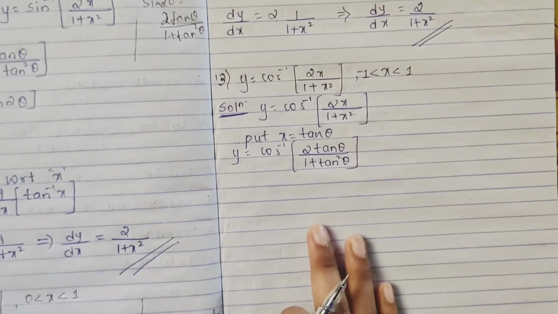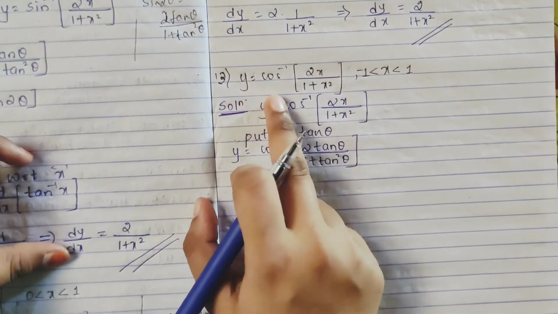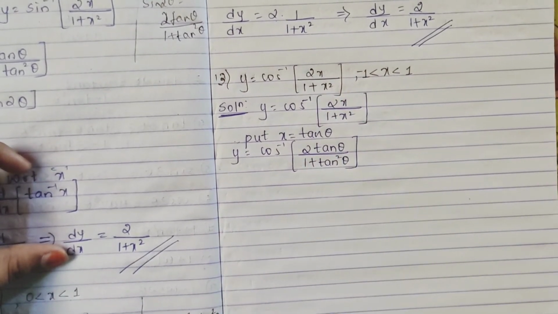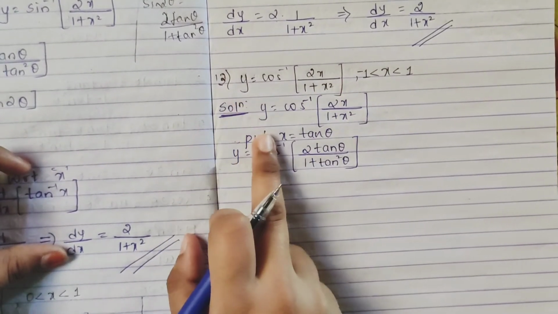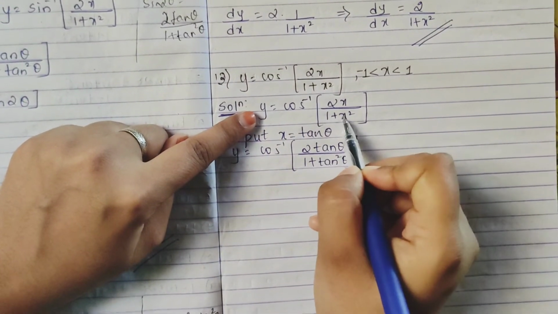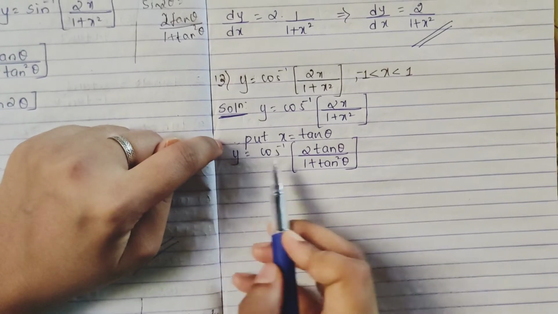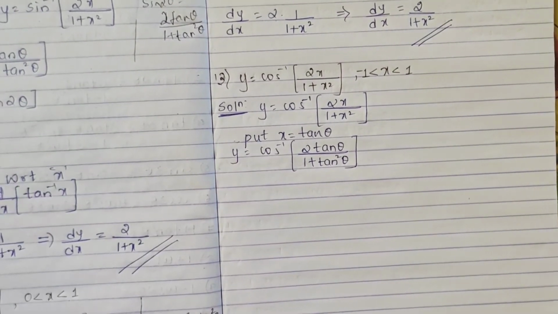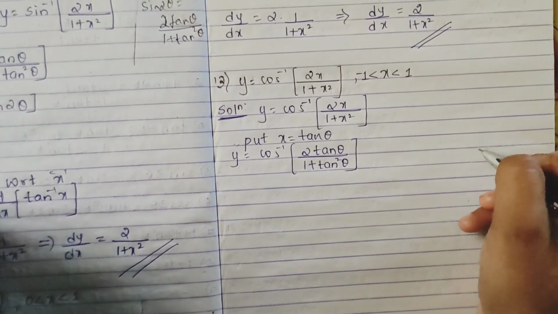We will see our next problem, 13th one. y is equal to cos inverse of 2x by (1 plus x square), where x is less than 1 and greater than minus 1. So in the same way, we change x to x is equal to tan theta. So y is equal to cos inverse of 2 tan theta by (1 plus tan square theta). And this formula is for what? We know, right? It is for sin 2 theta.